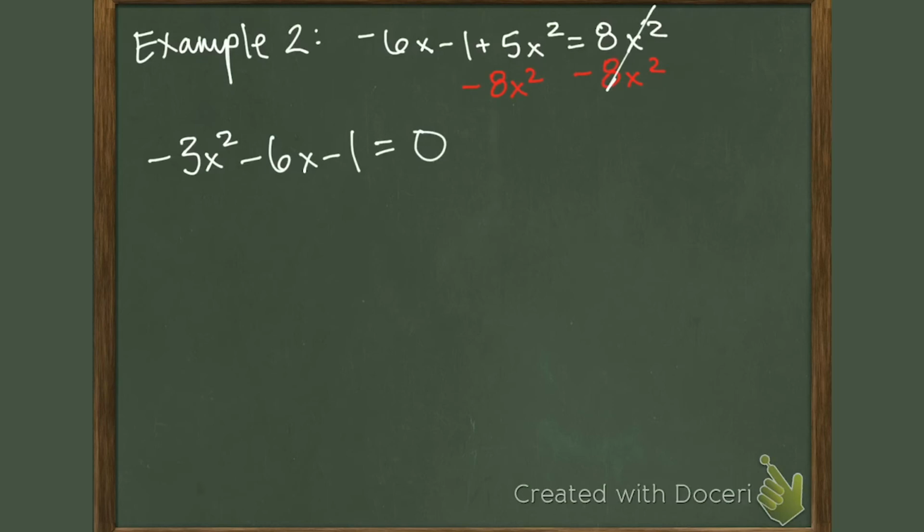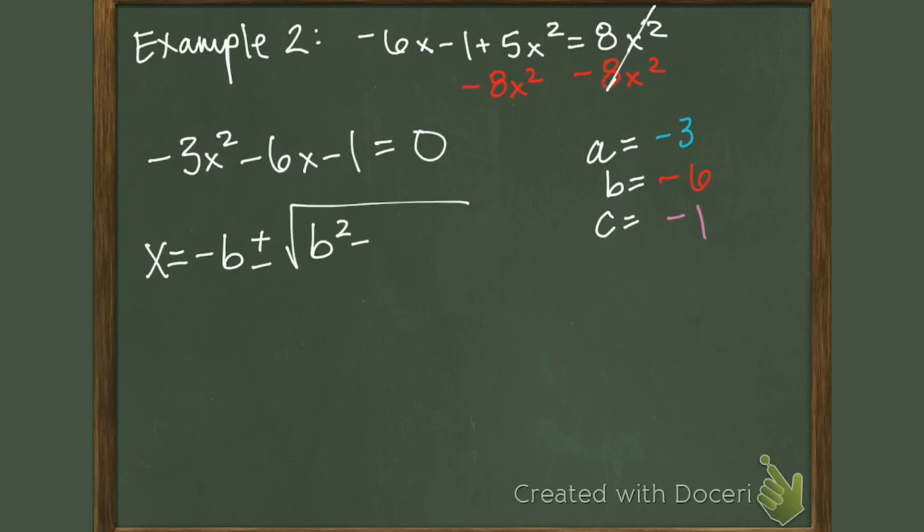Now I need to identify A, B, and C. I will do these in colors for you guys. A is -3. A is always with the x squared. B is -6. And then C is -1. Okay, we got a bunch of negative numbers here. Remember, write the formula. X is equal to -b plus or minus the square root of b squared minus 4 times a times c, all divided by 2a.